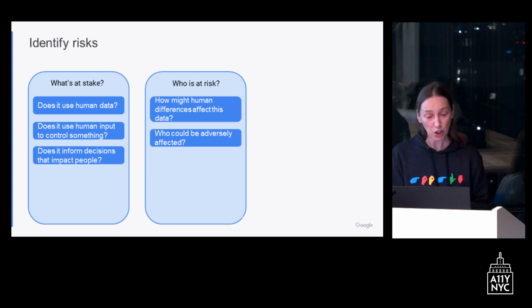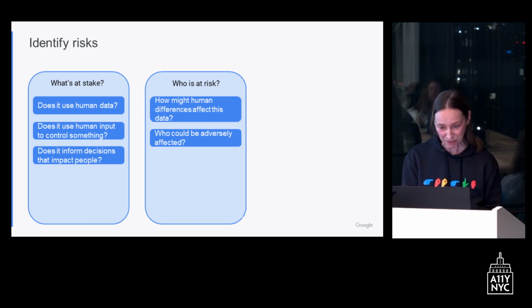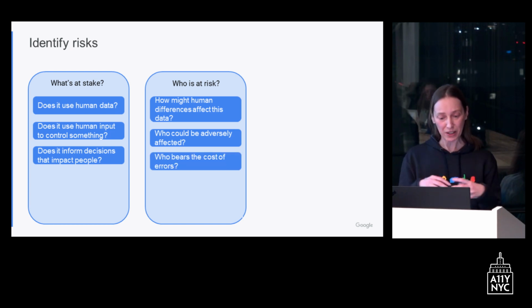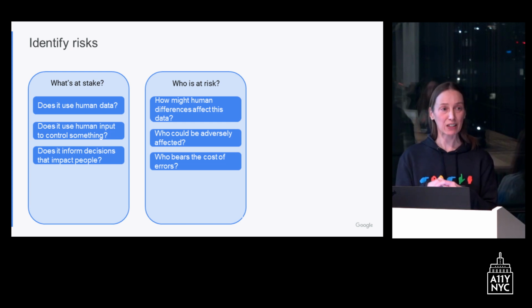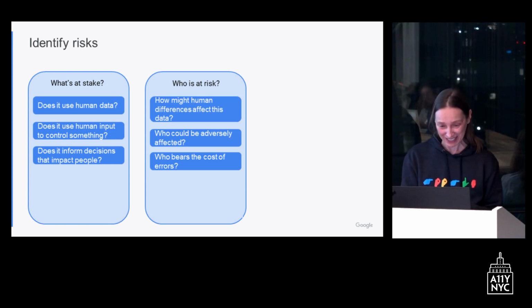Okay, another question. Who would be adversely affected by this application? It could be the user when the AI does something wrong, or it could be the bystander in the street. And who is the one who actually bears the cost of the errors? If it's not the organization that's using the AI, then there's a risk that they won't consider the cost that the other users are bearing. So again, we can think quite broadly about these adverse effects and the cost of mistakes.